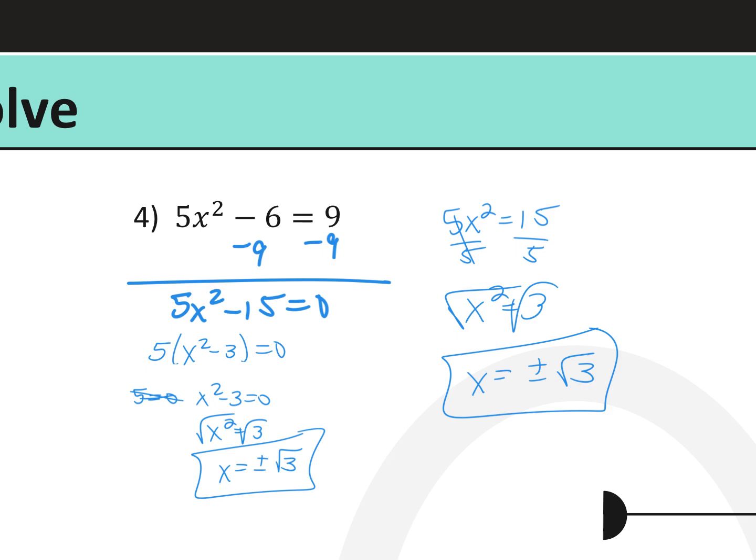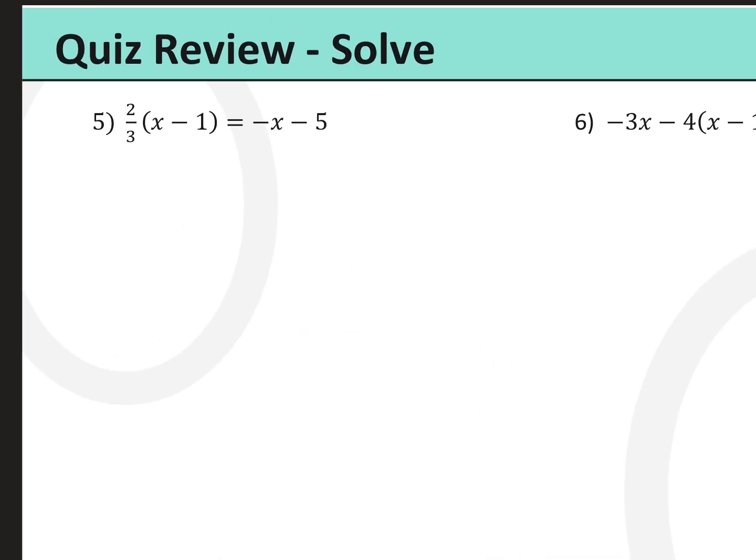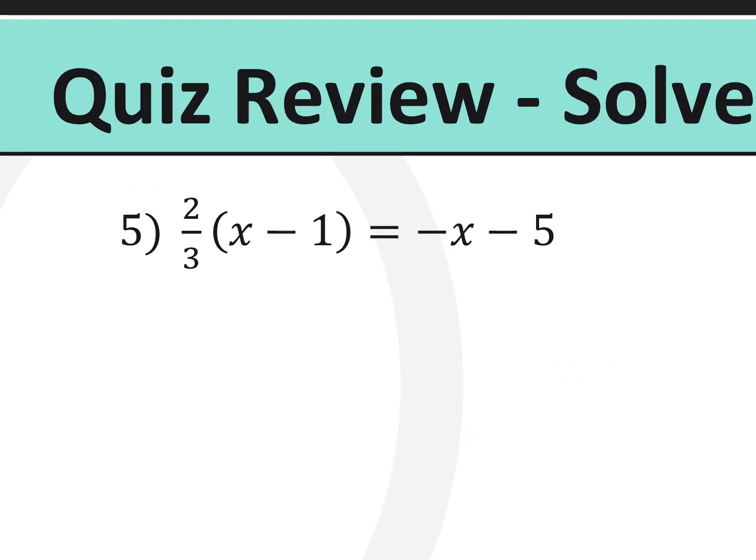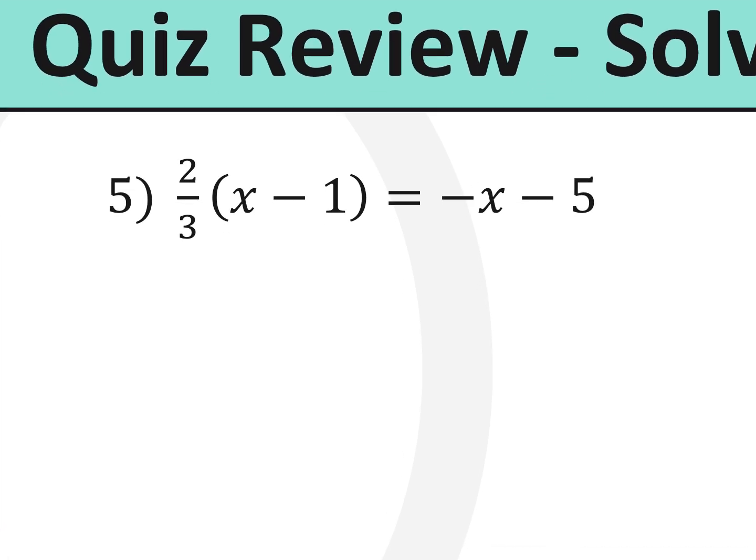All right, this next question I want you guys to pay attention to. This is not an Algebra 2 concept. This is an Algebra 1 concept that we have to understand. That 2/3 is being distributed to everything in here. I'm going to go ahead and distribute the 2/3 to prove a point here. If I distribute the 2/3, I have 2/3 x minus 2/3 equals negative x minus 5, correct?